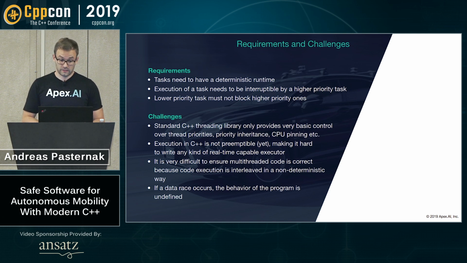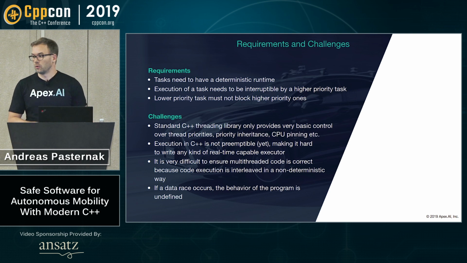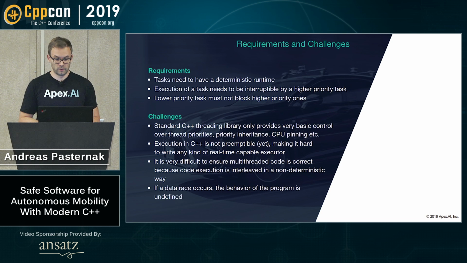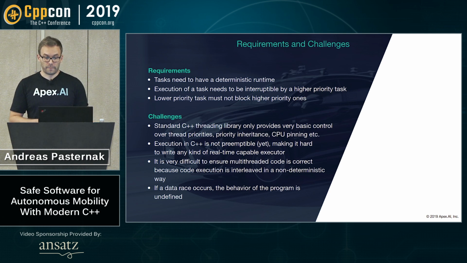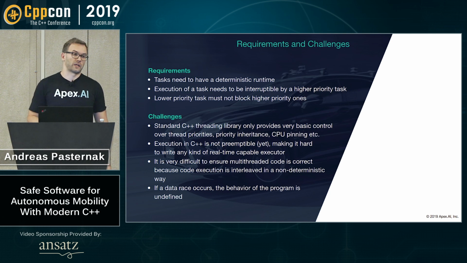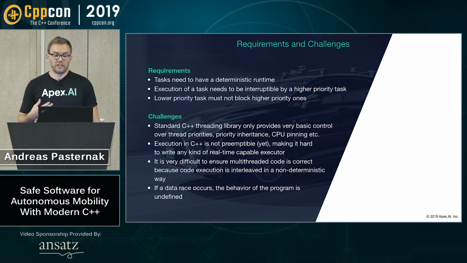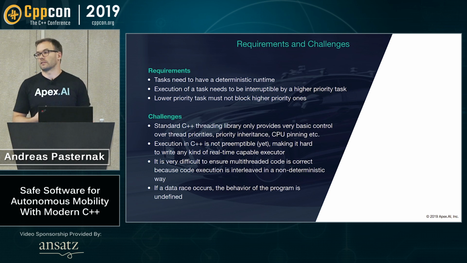The challenge here is that the standard C++ threading library only supports a very limited amount of configuration. You need to have priorities as well as CPU pinning, etc. Another challenge is that execution in C++ is not preemptible yet. That makes it very hard to write any kind of real-time capable executor. You might wonder why I'm mentioning executors here. In fact, most robotics frameworks rely heavily on executors. If you talk about ROS 2, they rely heavily on executors, and none of these executors is real-time.